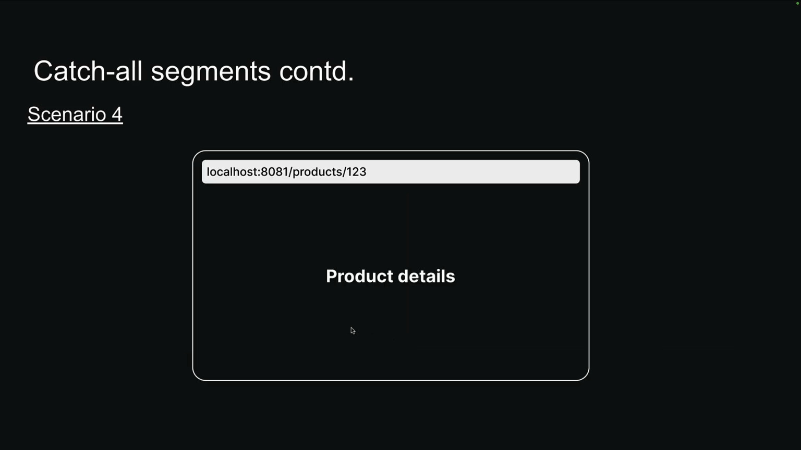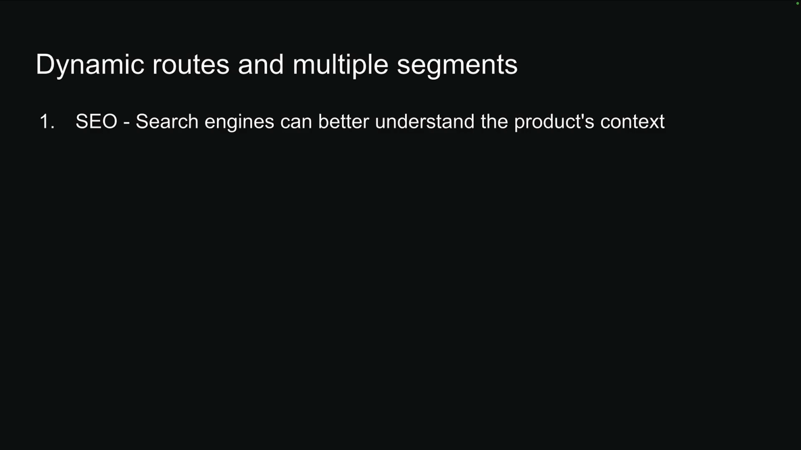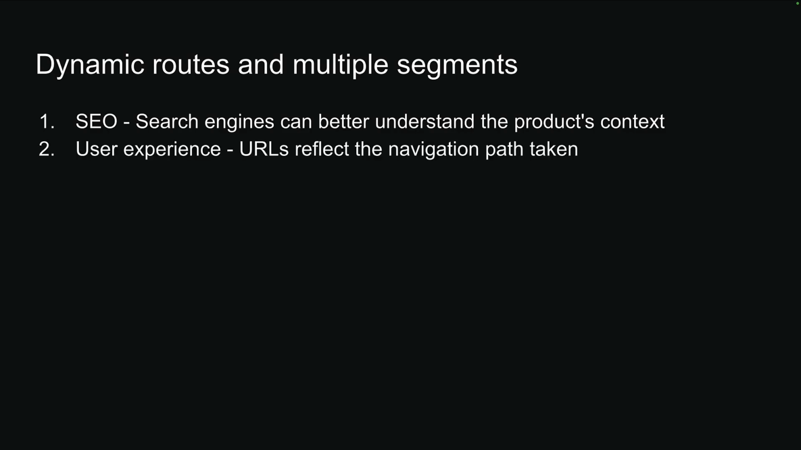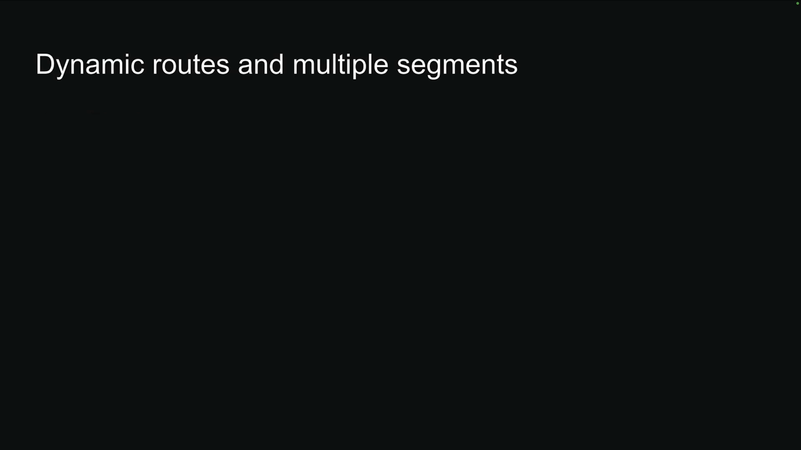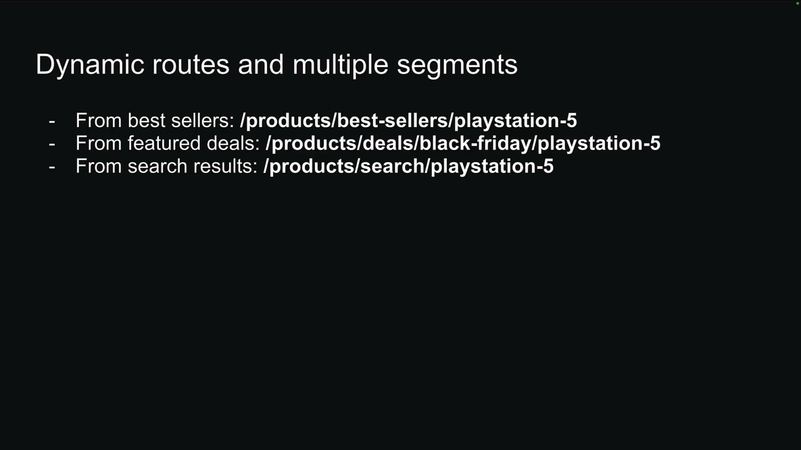While the product details page content remains the same, having different URL structures is beneficial for three reasons. First is SEO. Search engines can better understand the product's context. Second is user experience. URLs reflect the navigation path taken. And finally, analytics. You can track how users discover your products. Using what we have learned about dynamic routes, we might think we could create separate routes for each pattern.